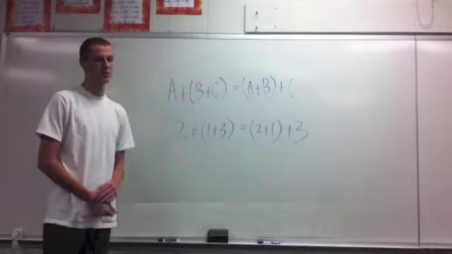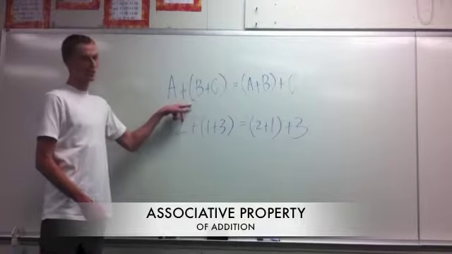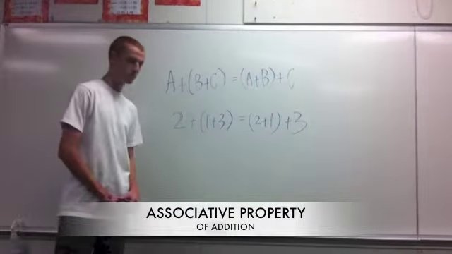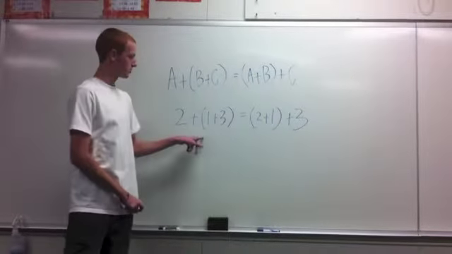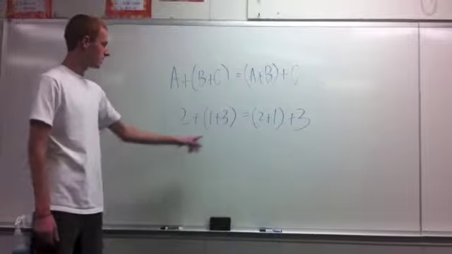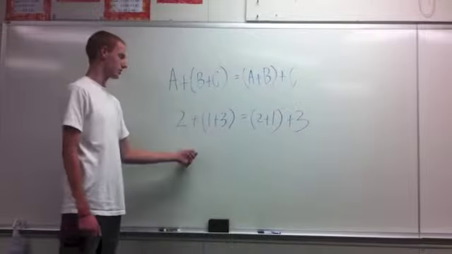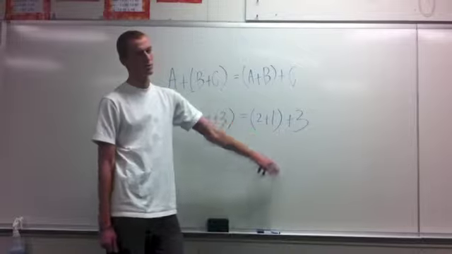The next property is the associative property of addition. Basically, a plus parentheses b plus c is still going to equal parentheses a plus b parentheses plus c. So all you're doing is putting the parentheses in a different spot, and it still comes out as the same answer. 4 plus 2, or 1 plus 3 equals 4 plus 2 equals 6. And then 2 plus 1 equals 3 plus 3 equals 6.